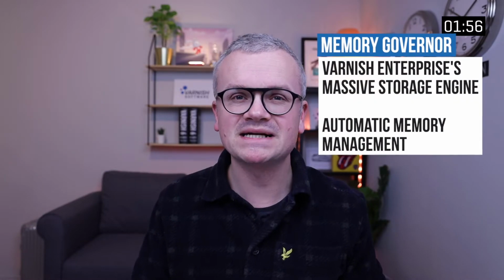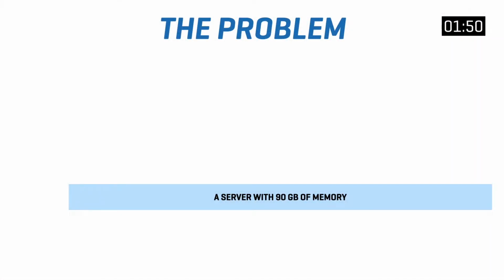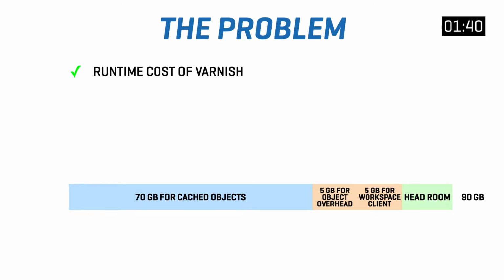The Memory Governor is a feature of Varnish Enterprise's massive storage engine. It does automatic memory management and solves the following problem. Imagine that you have a server with 90 gigabytes of memory. You allocate 80 gigabytes for Varnish, for object storage, and the remaining 10 gigabytes serves as headroom. But because of the runtime costs of Varnish, 10 gigabytes is required for object overhead and for workspace client memory. So that means you're left with only 70 gigabytes for object storage.